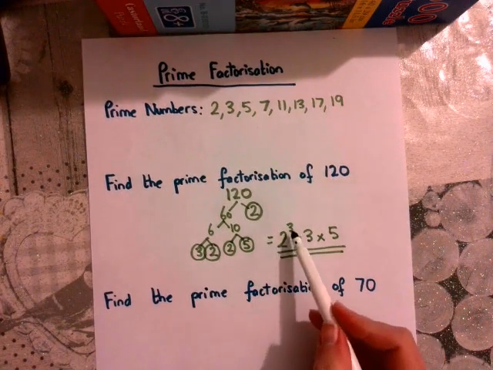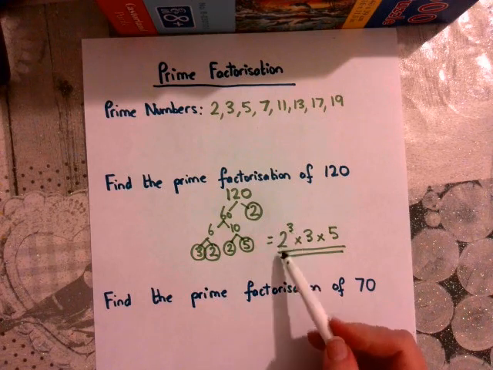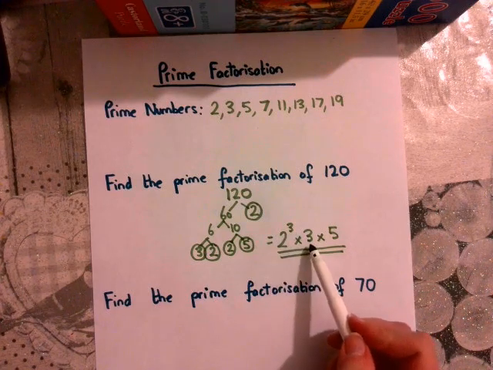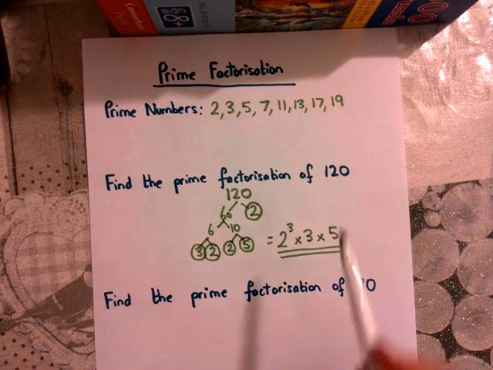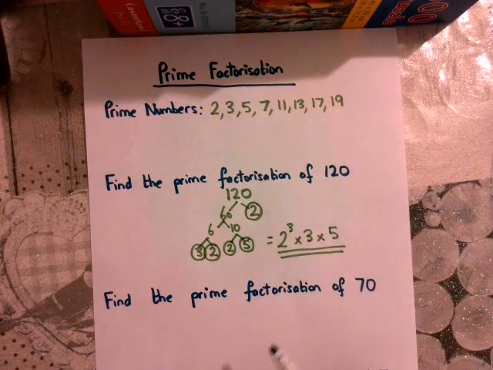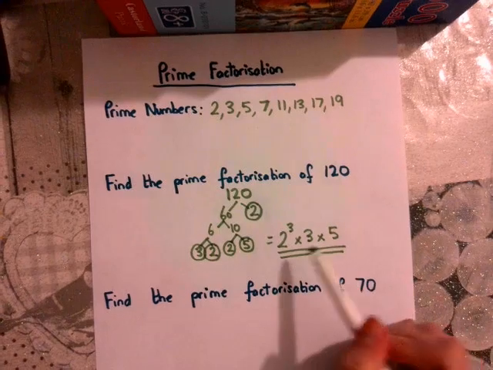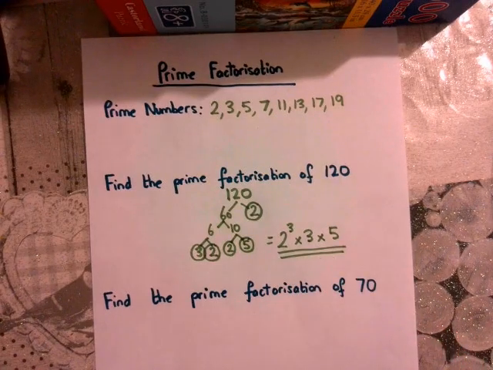If you work this out on a calculator or in your head, 2 cubed times 3 times 5, you should get 120 as your answer. So it can be used as a way to check that you've done it correctly, but that is how I would want to leave my answer.